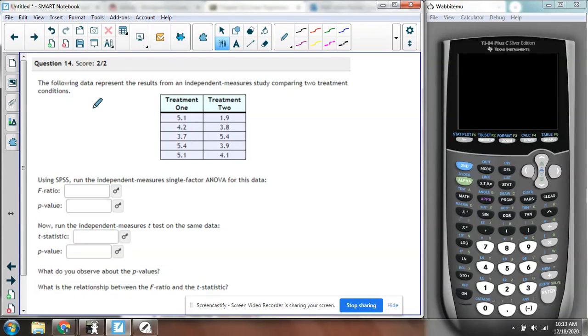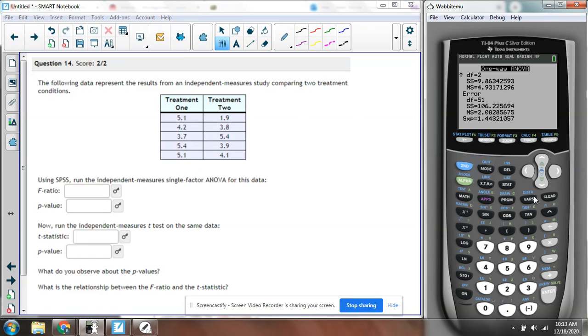Okay, so we have an example here about running an ANOVA test for data on two different groups of data. There's questions like this already on our Blackboard, but I want to pay particular attention to the bottom section here on how to run an independent measures t-test on the same data. So before we do that, we're just going to plug everything we have into our calculator, into our stat list.